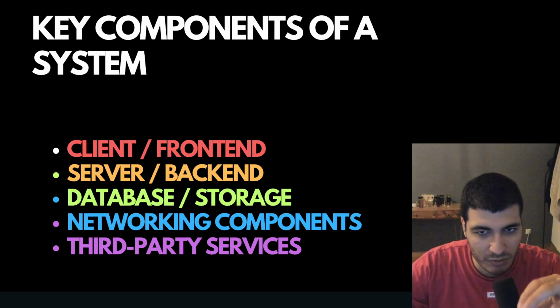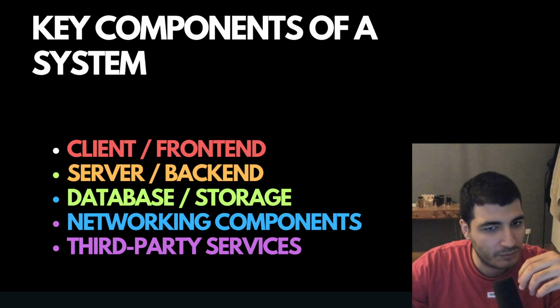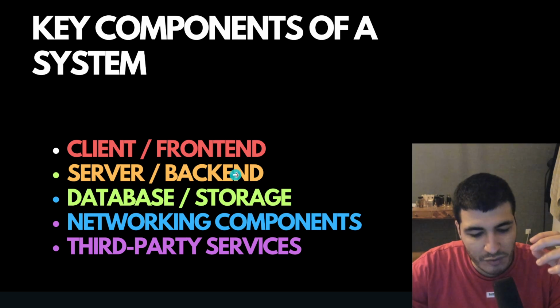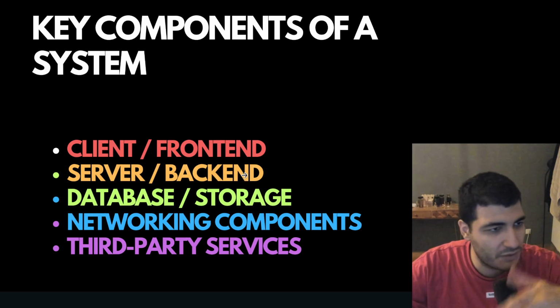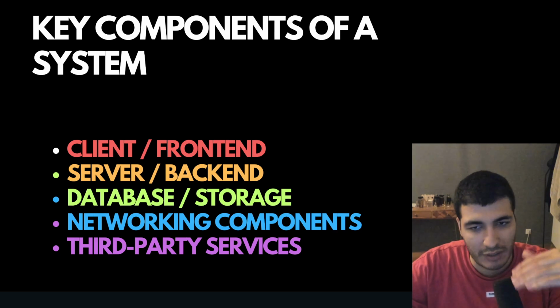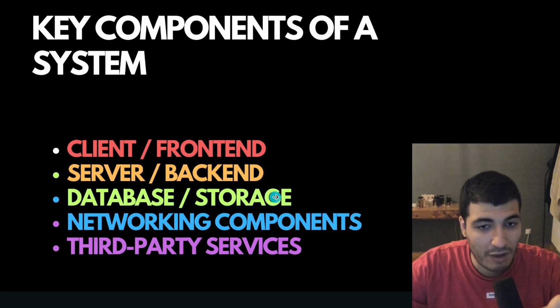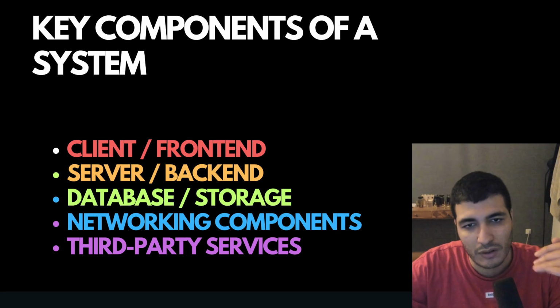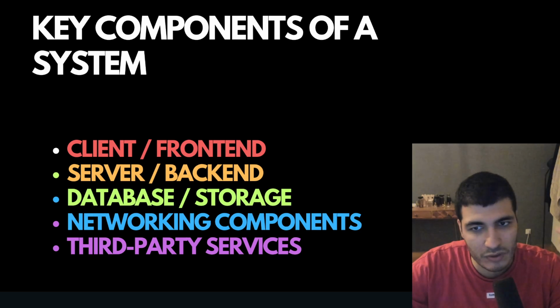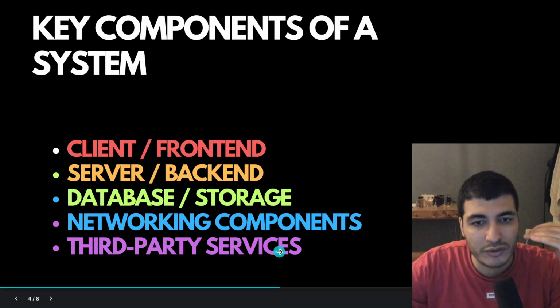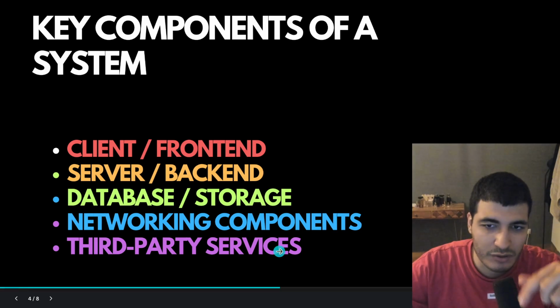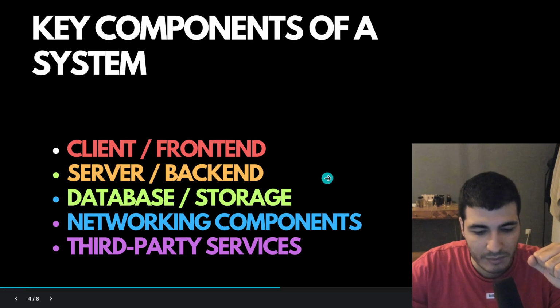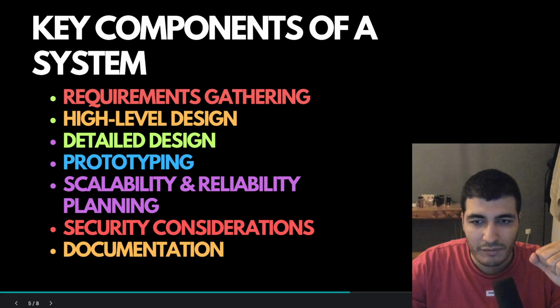So we have the client or front end. This is the app or browser interface you interact with. Number two, we have the server or backend, where the logic lives and which handles requests and responses. We have next the database and storage, which stores everything from user data to posts and transactions. Number four, we have networking components, load balancers, APIs, and gateways that route traffic. Number five, we have third-party services like payment, notifications, and login powered by external APIs.